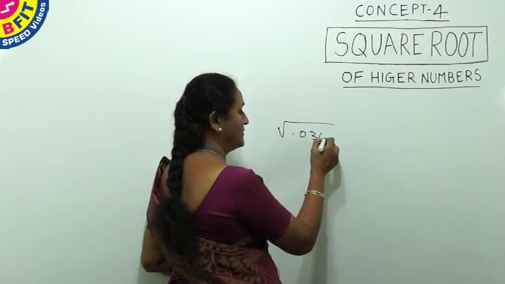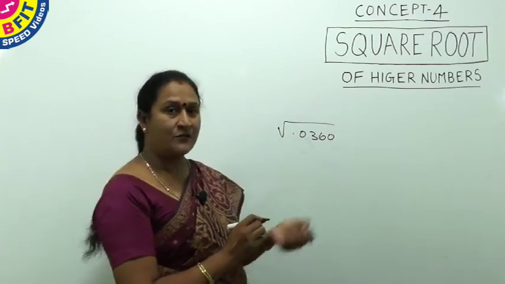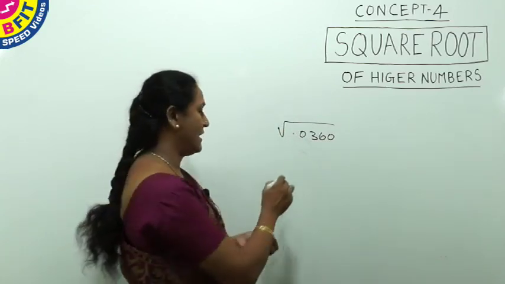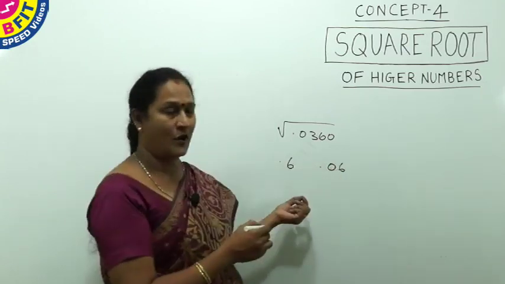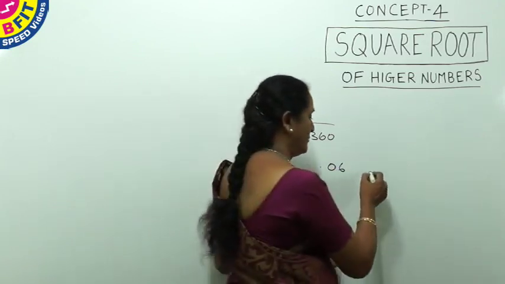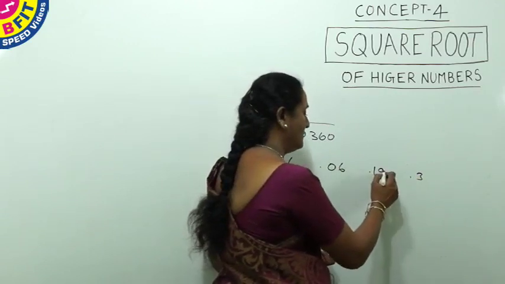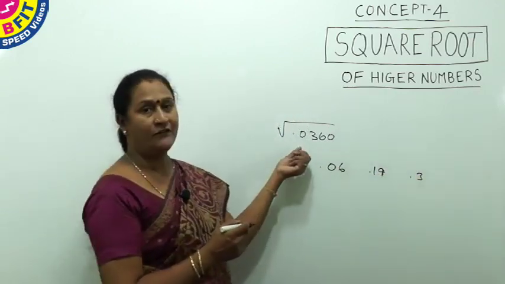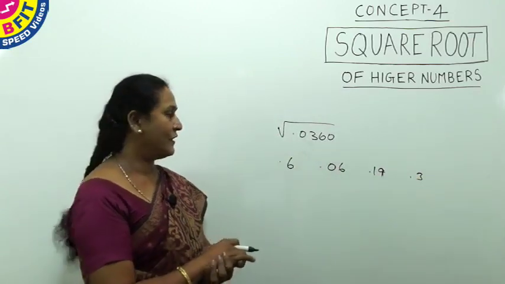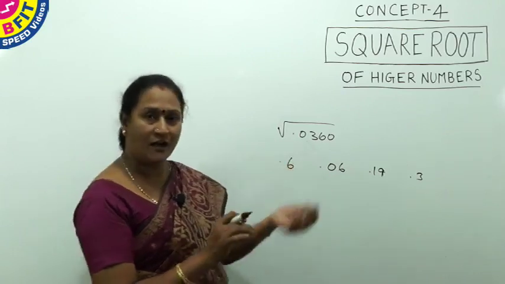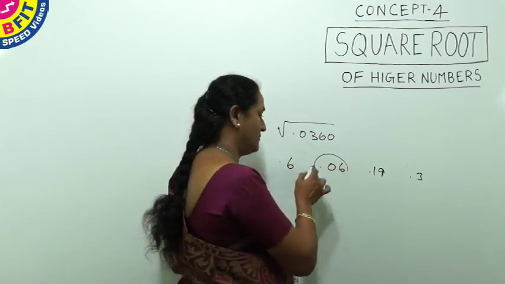0.036. For this question, the approximate square root was asked. The options given are 0.6, 0.06. Now what will be the answer? Here we have 4 decimal places. So 36, the square root of 36 is 6. So we'll write half the number of decimal places. So we'll go for the answer 0.06.